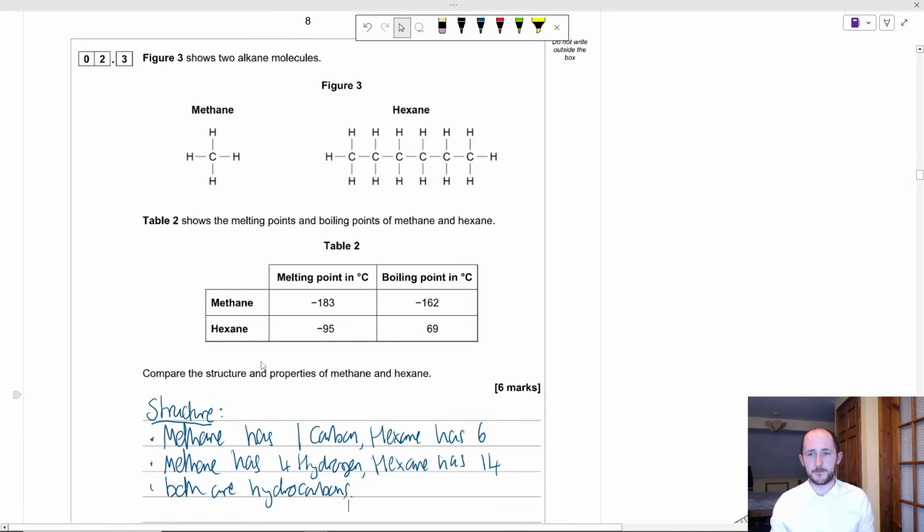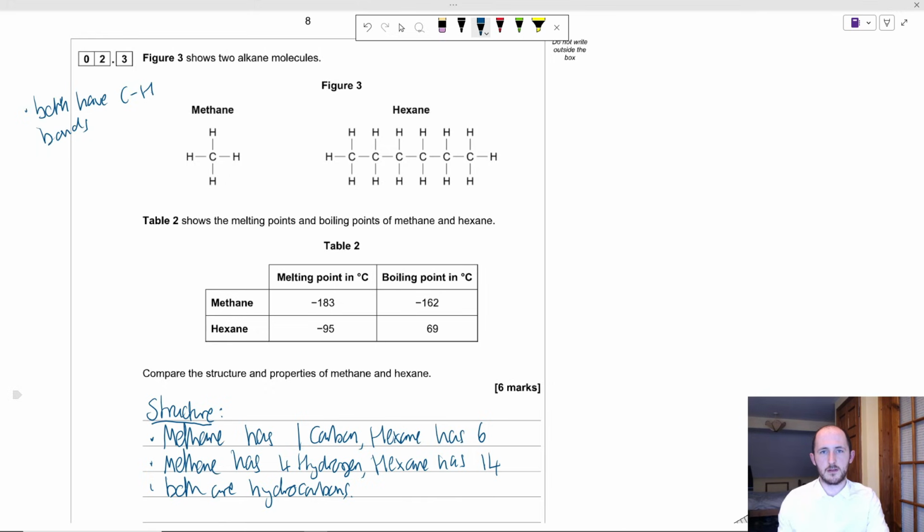Now, what are some other things you can say? Well, I'm not going to write it under my structure here, but you could say both have C to H bonds, which might even be more rudimentary than what I wrote. You can literally see that, but knowing that they're bonds might be a bit trickier. And you could also say only hexane has carbon-carbon bonds. Nothing wrong with that. So those two are also ones you could use. And I've got half the marks, and all I've really done is looked at two pictures.